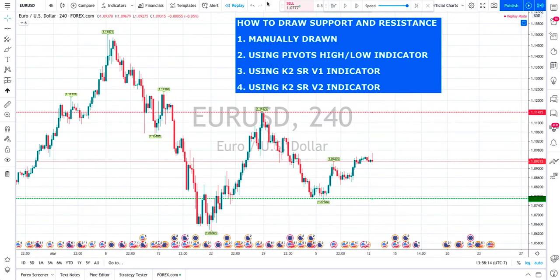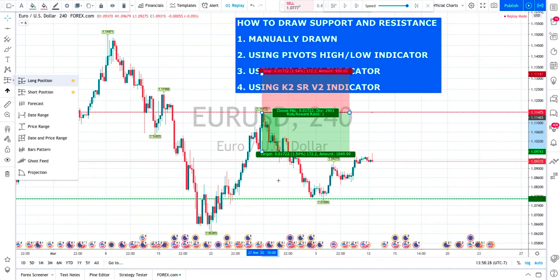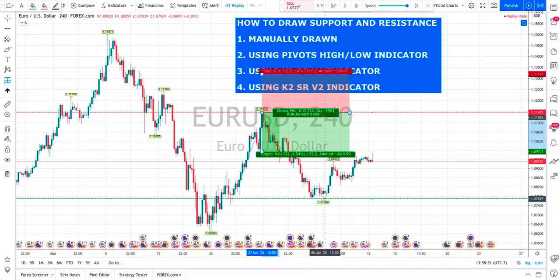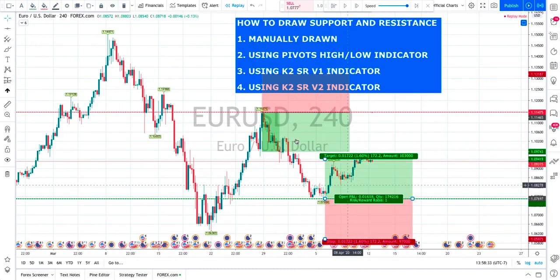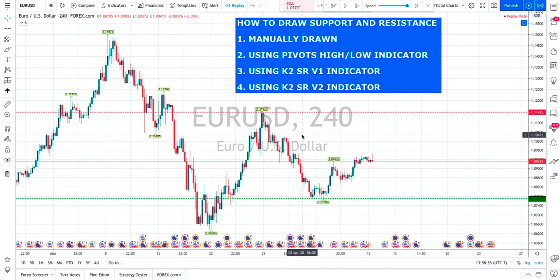So right here, you could have put a sell stop, a sell order, and you could have ridden it down. You could put a buy order right here and ride it up. And let's see how much profit you could have made off that. So if you put a sell order right here, 172 pips. Another buy order right here, another 172 pips. And it's as easy as that. So let's move forward.